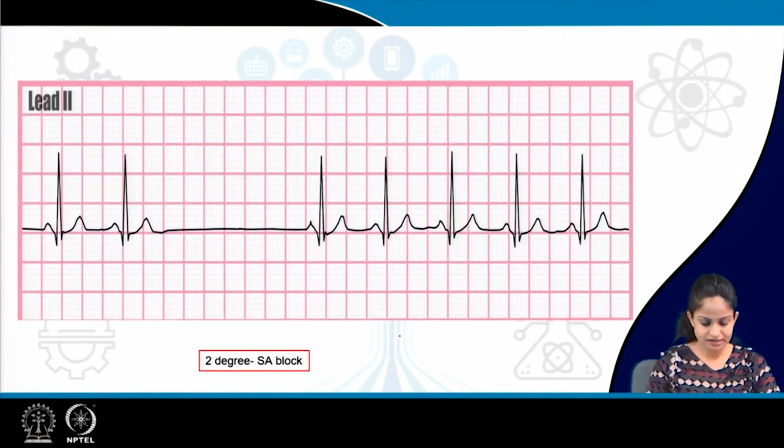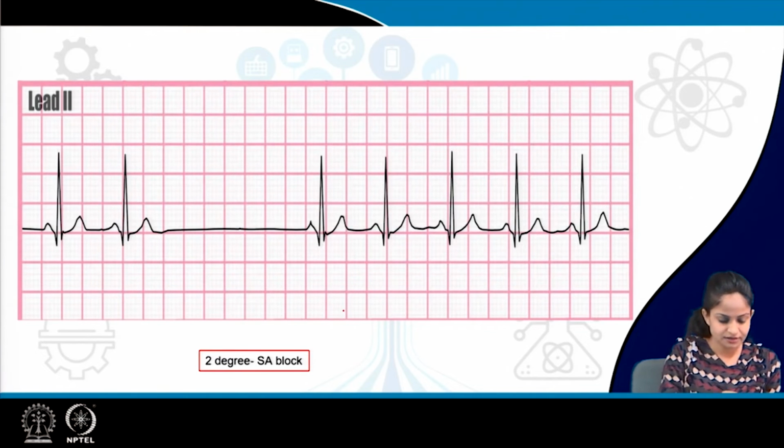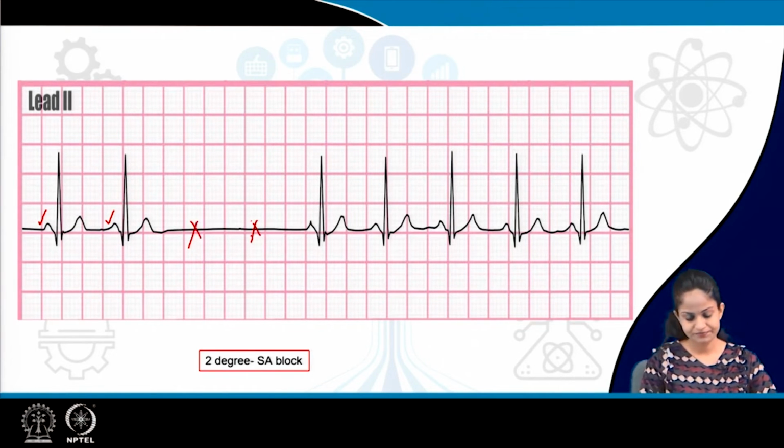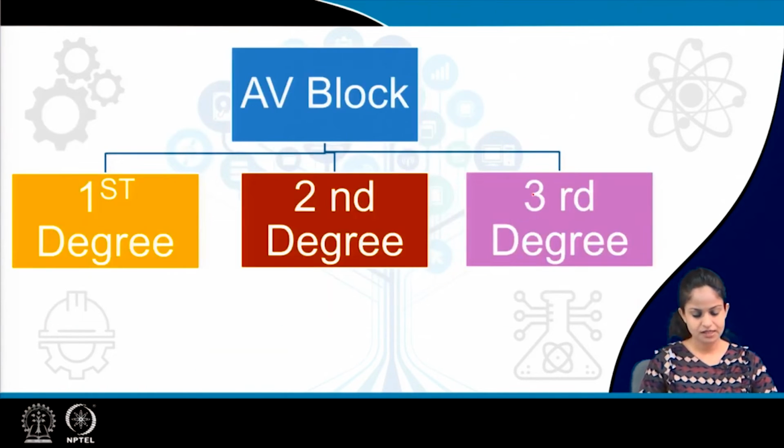Now, here we can see this is the second degree again, this is the P wave, this is the P wave, but here usually we are missing two impulses, we are not getting any impulses, again we get a P wave, again we get a P wave. So, this is also the second degree sinoatrial block.